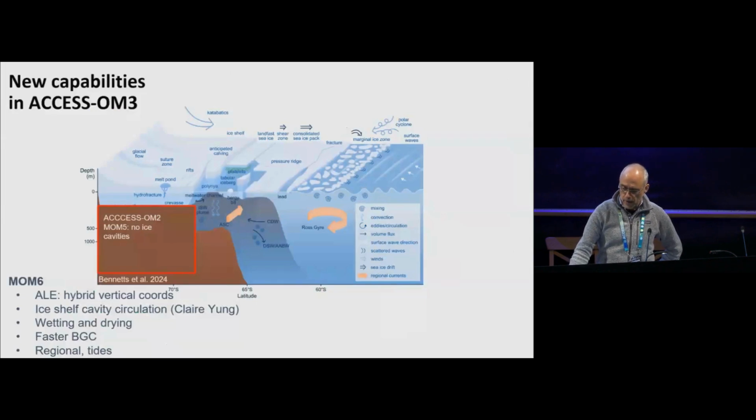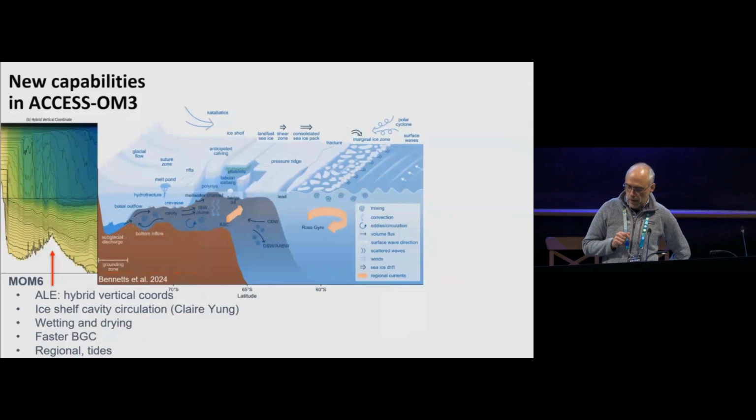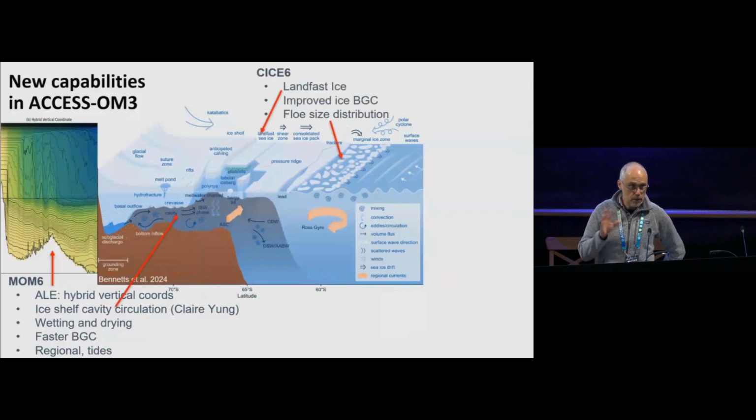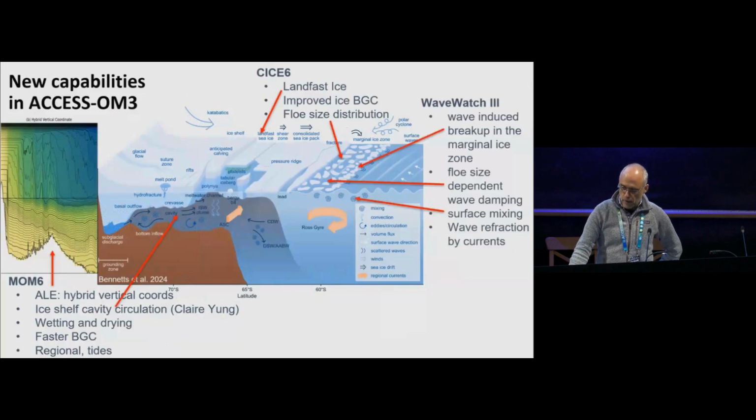So diagrammatically, this is the Antarctic margin. In ACCESS OM2, we weren't able to represent the cavities under ice shelves, and so the edge of the model was basically the edge of the calving line, the front of the ice shelves. But with this new vertical coordinate, we can explicitly represent the cavity circulation. And Claire Young's been doing some amazing work on the numerics of this to do it as accurately as possible. As I said, SICE6 has a landfast ice and floe size distribution.